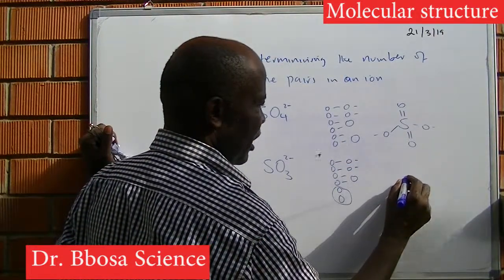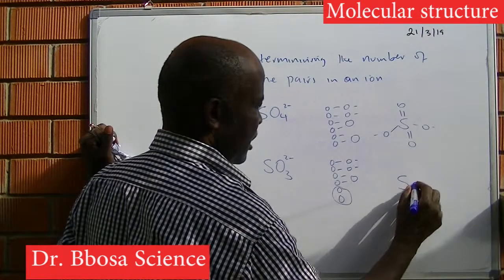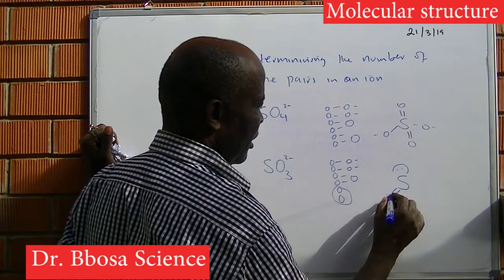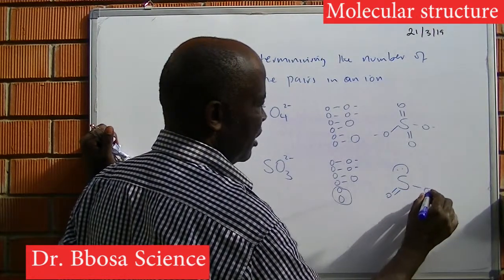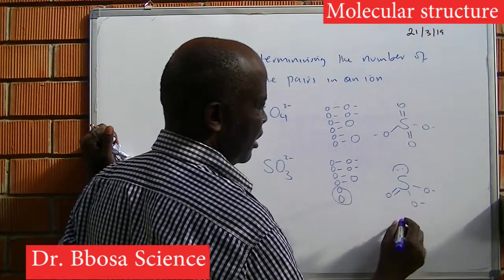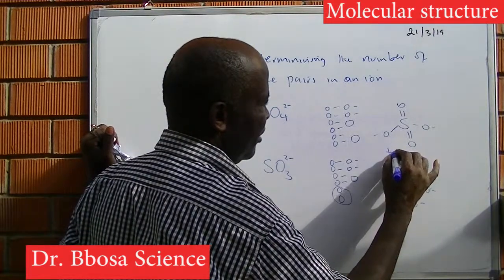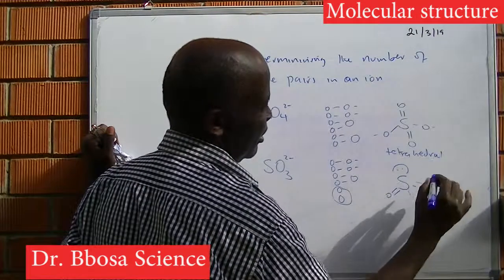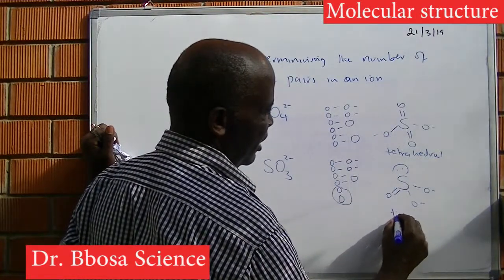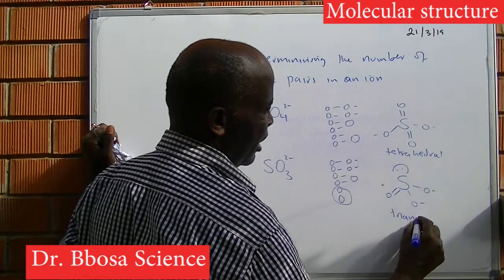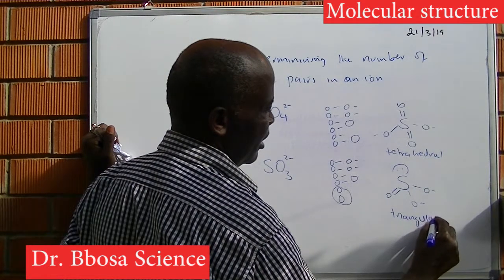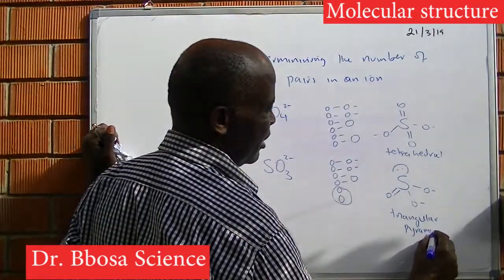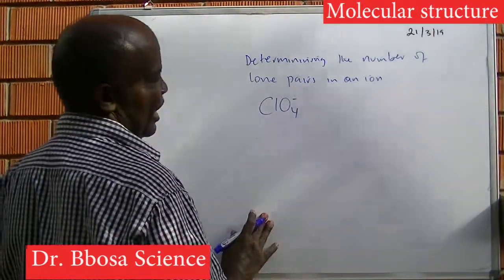So we shall draw it as, we shall put a lone pair of electrons. Then we shall put, so this is tetrahedral, this one is a triangular pyramid.